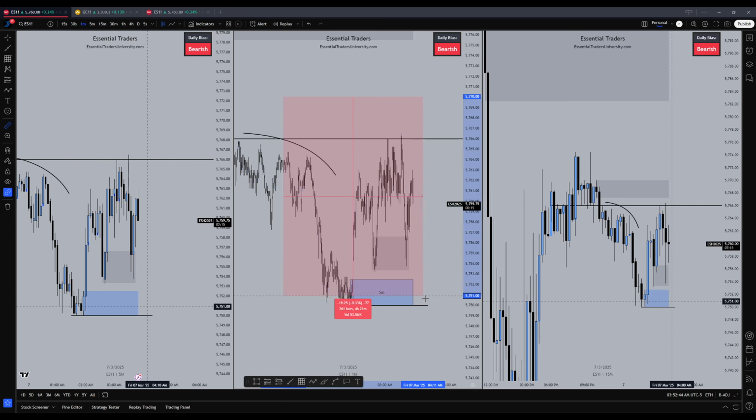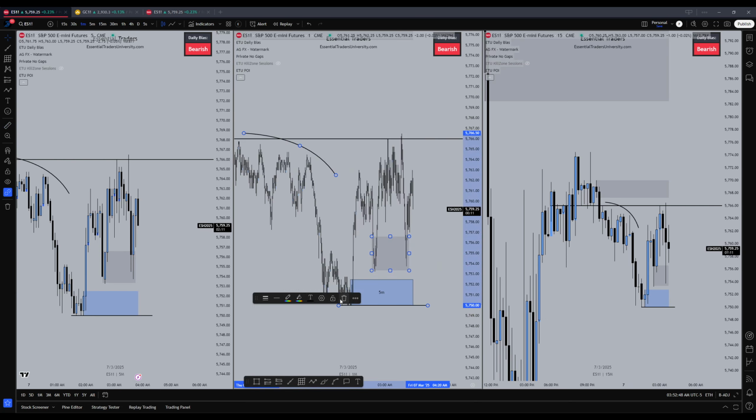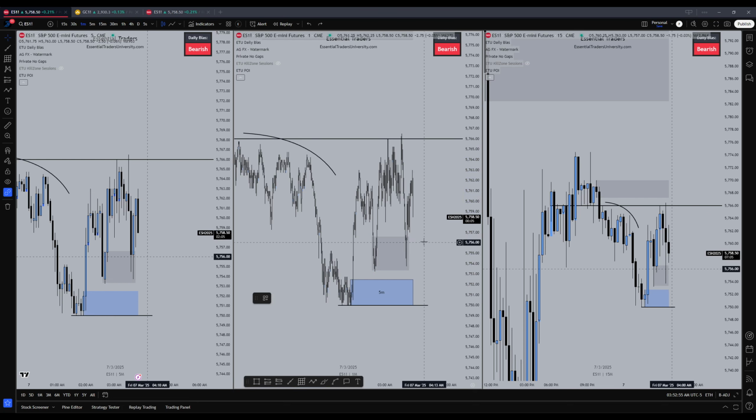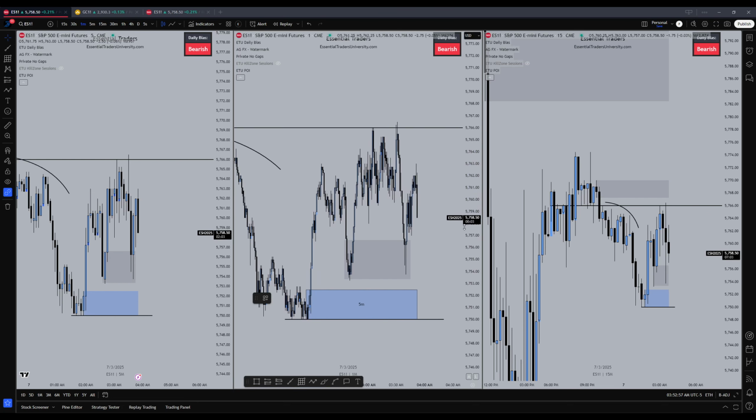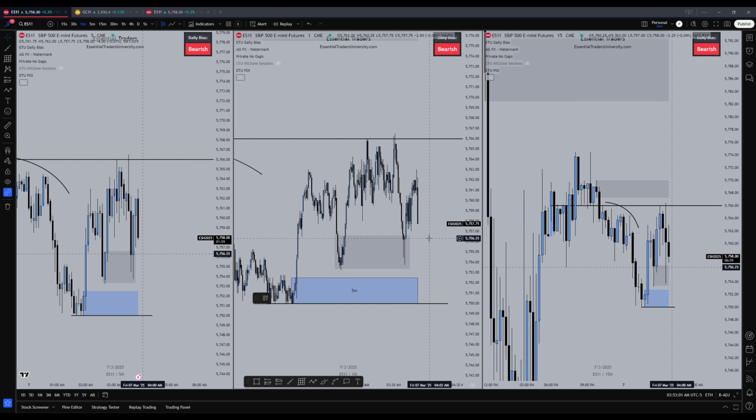And then last but not least, a lot of people probably know this, but if you just hold Control and highlight over an area, you can select multiple objects. You can customize them if they're very similar in style, or you can delete all of them at one time, doing that as well. And we just reacted off that OB perfectly right there, going down.